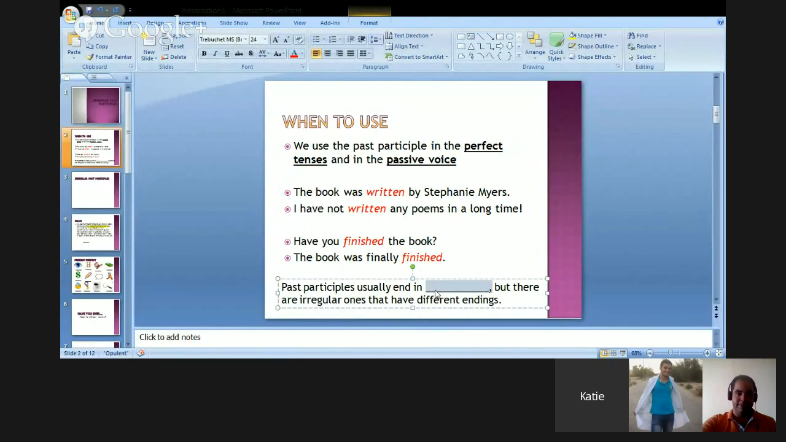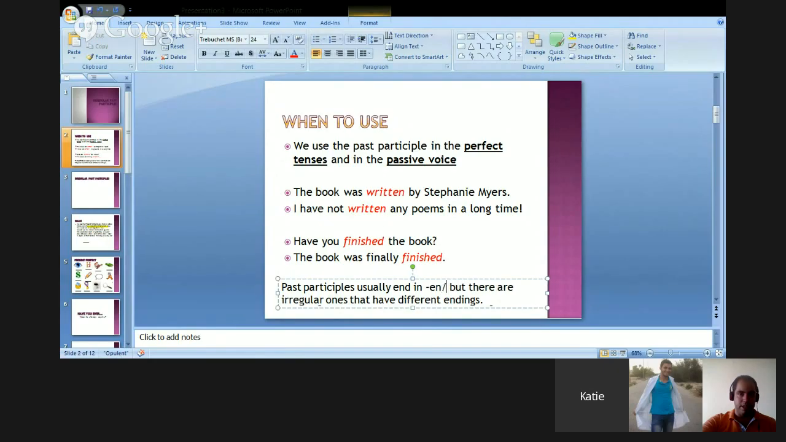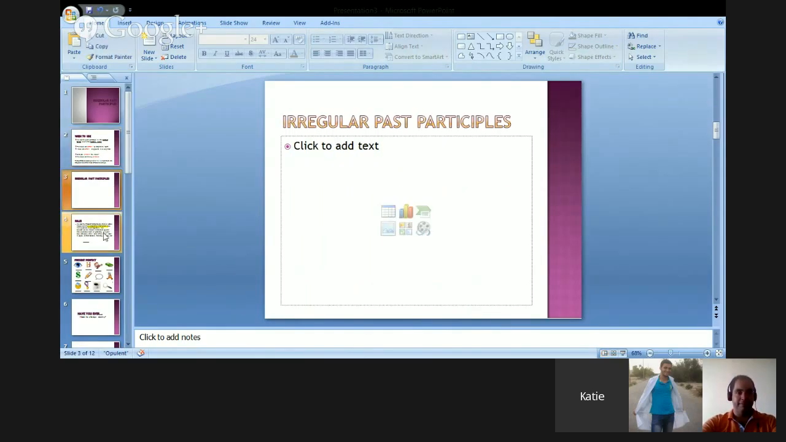And we said that past participles usually end in what? They usually end in en or ed. Right, exactly. So they usually end in en or ed, but there are some irregular ones that we're going to talk about.